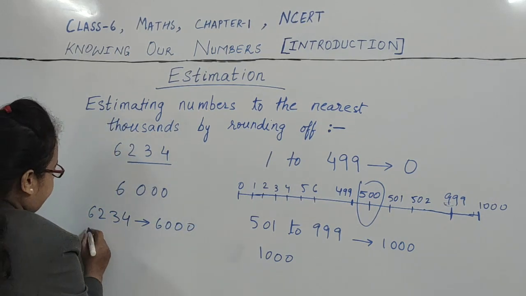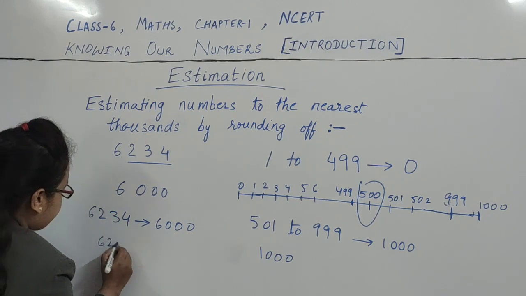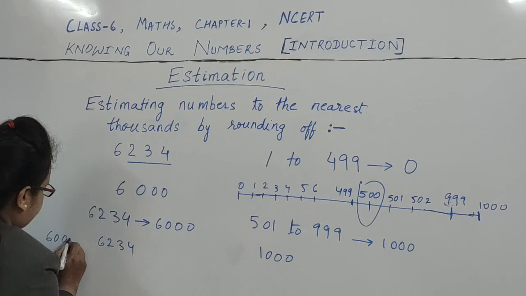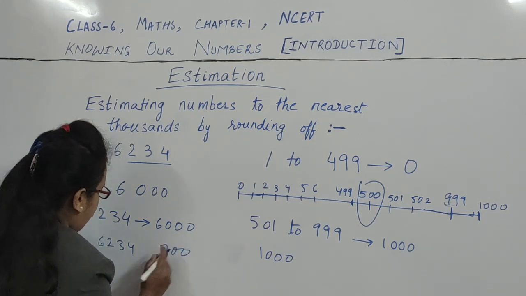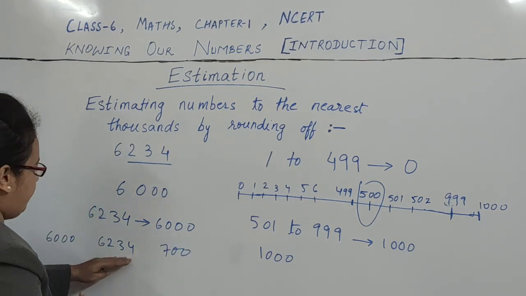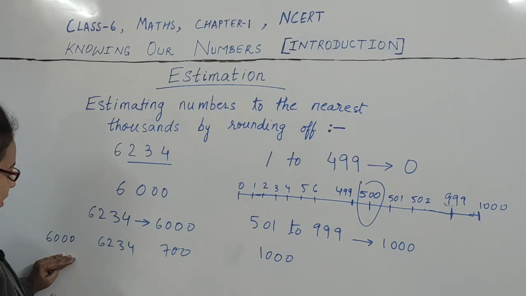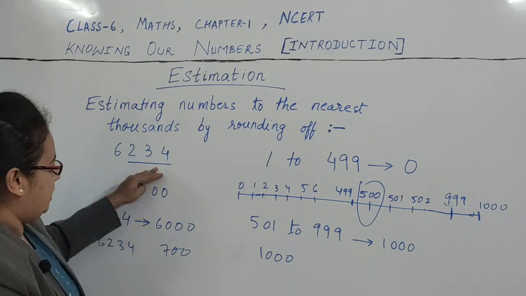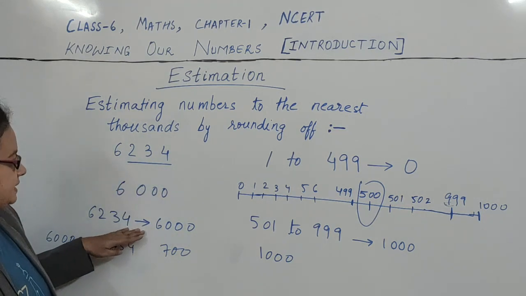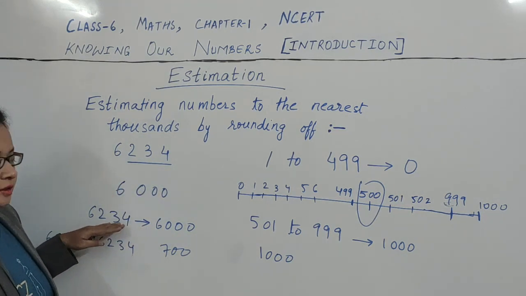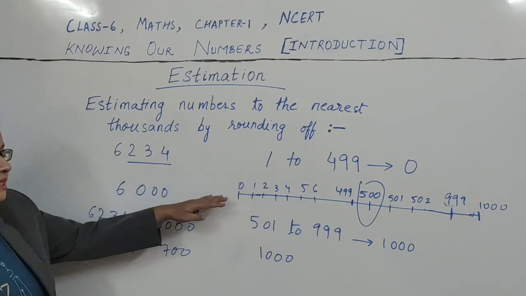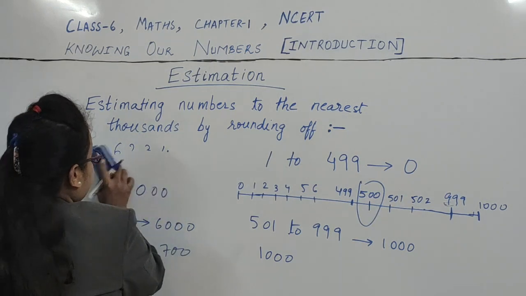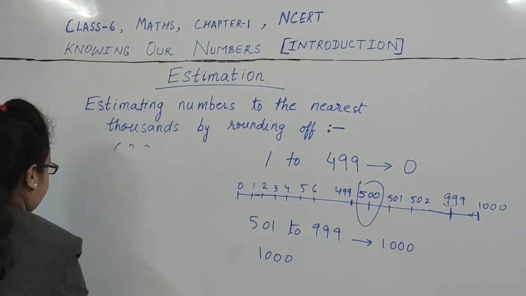Or you can check it like that. See, 6234 is between which thousands? It is between 6000 and 7000, and 6234 is much closer to 6000. So it is rounded off to 6000. But we follow this rule to find the estimation of this number. This rule is followed to round off numbers. Okay.